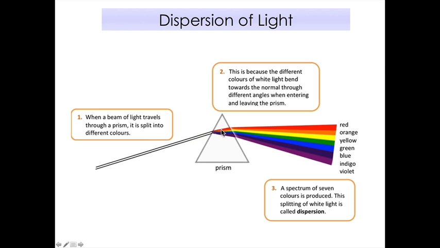So the colors actually split up. This is because the different colors of white light bend towards the normal through different angles when entering and leaving the prism. So when it enters the prism, it splits. As it leaves the prism, it splits further. So you have here a spectrum of 7 colors produced. This whole thing, we call it the dispersion of light.